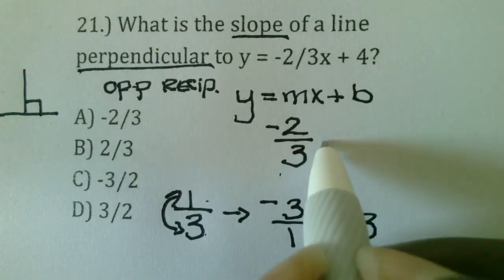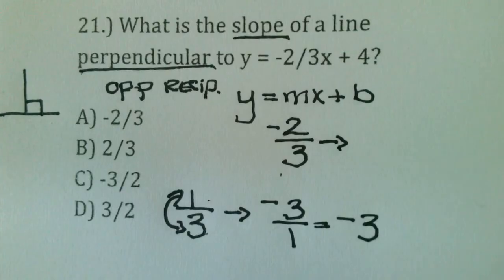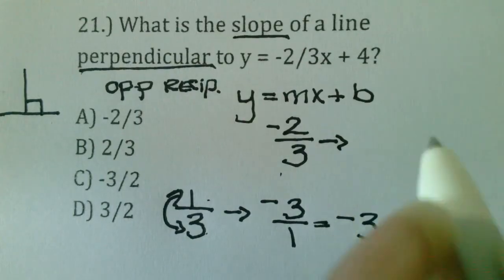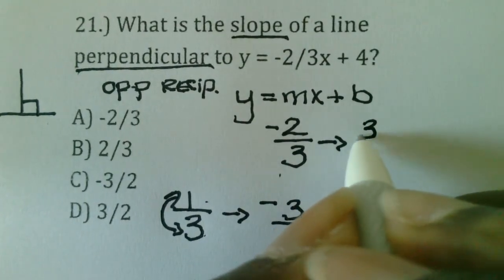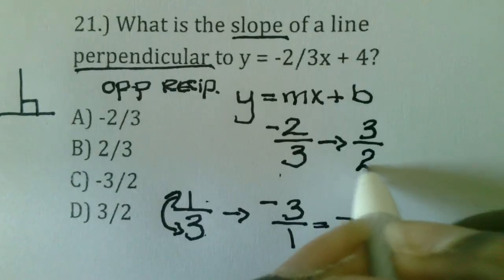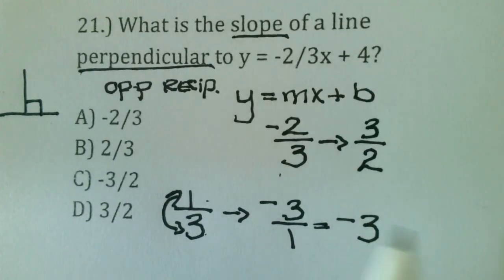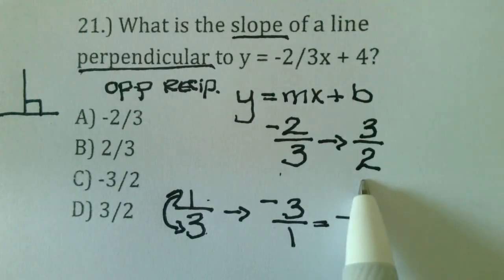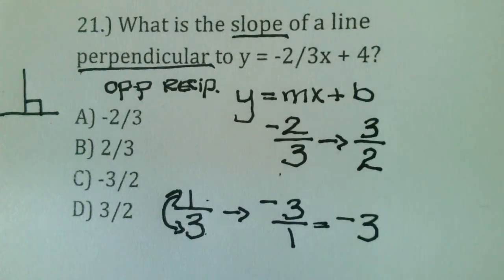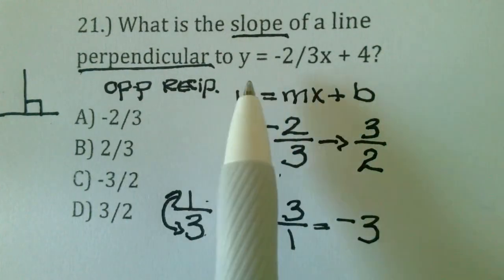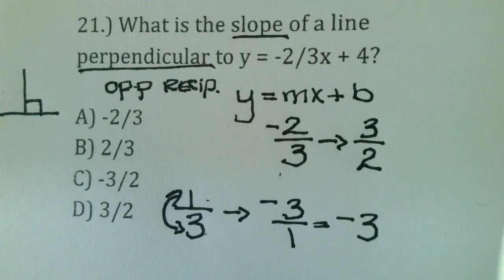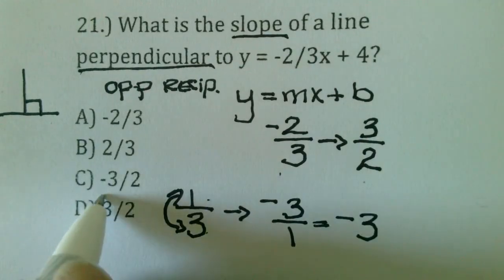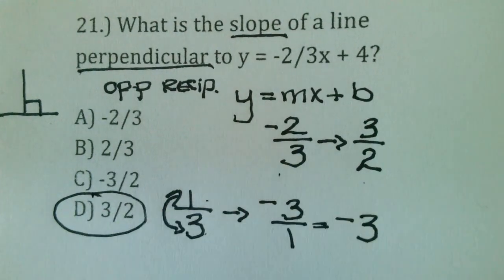So the opposite reciprocal of that is going to be positive, and then we flip it, which is 3/2. So the slope that is perpendicular to this equation of the line is going to have a slope of 3/2. And the answer for that is D.